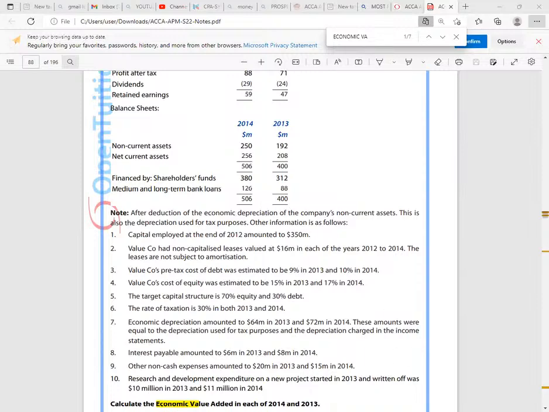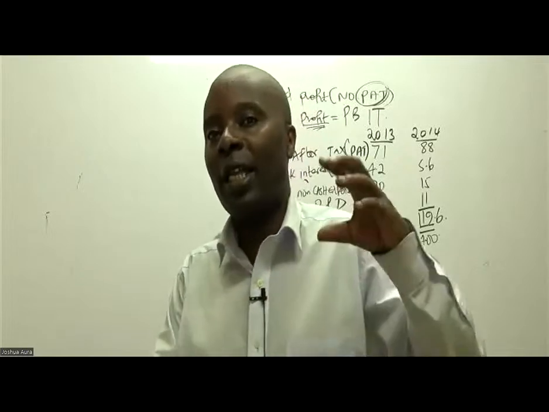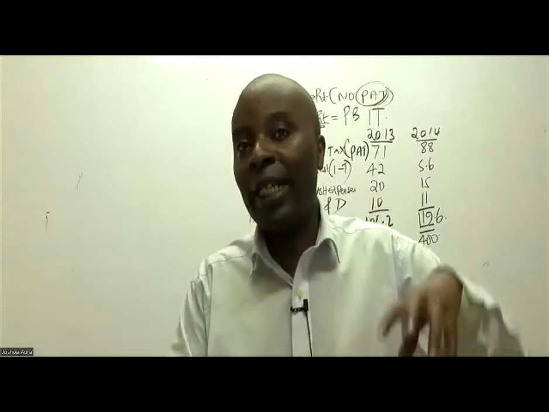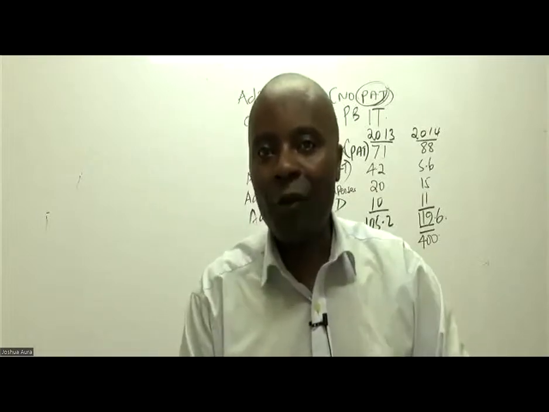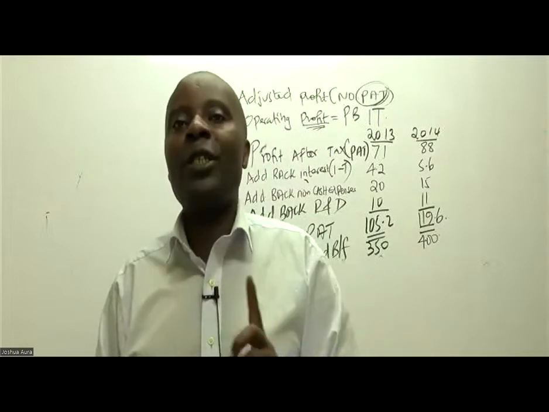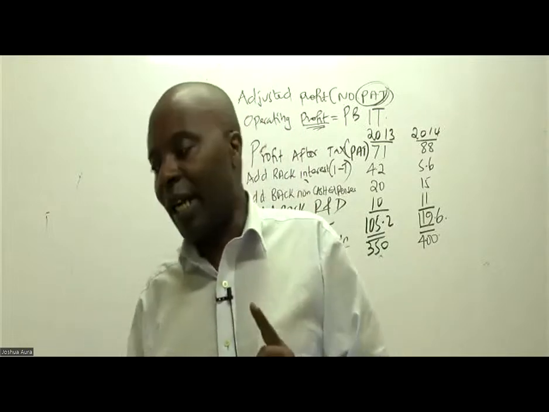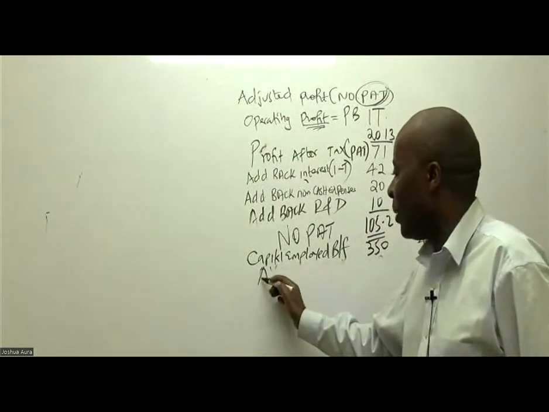Capital employed at the beginning of these years must be the capital that was employed at the end of the previous year. If it is 2013, capital employed at the end of 2012 was brought forward. Capital employed at the end of 2013 becomes the capital employed at the beginning of 2014. And then from there, come and give us adjustments. So in this case, come and say add back.